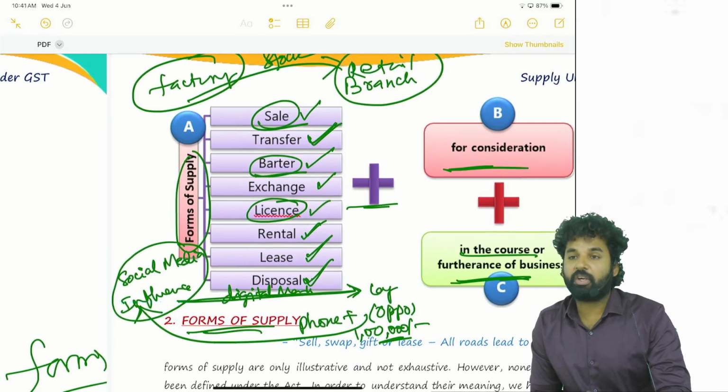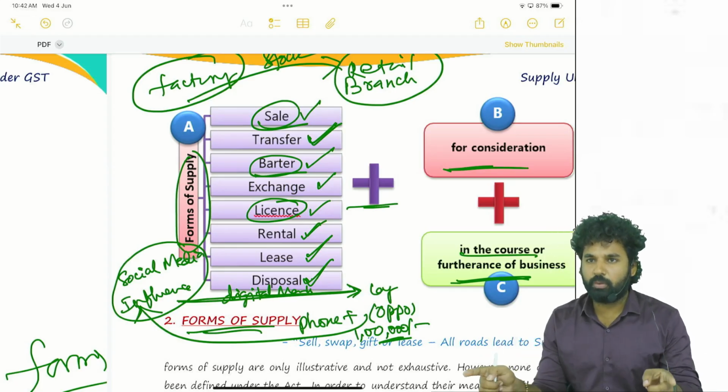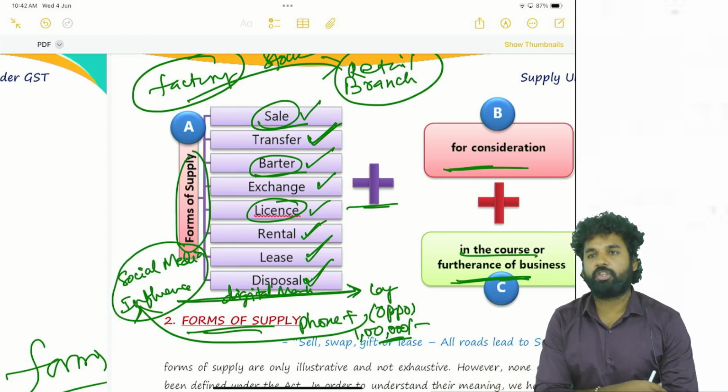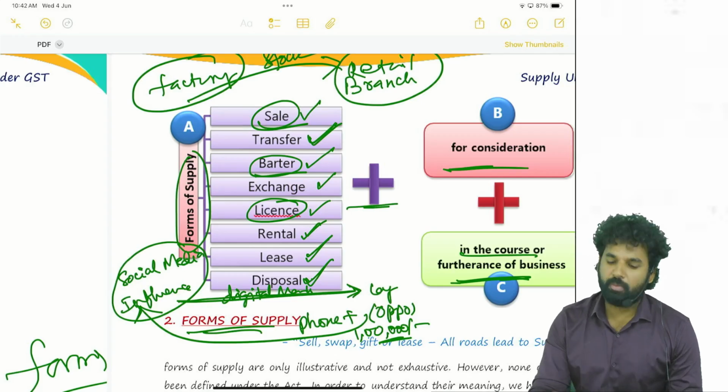Okay, we talked about exchange, where there is an exchange of a good and a good, or a good and a service, or a service and a service, but there is an involvement of cash along with the exchange. License we talked about. That means a license will be provided by an authority, or a permission will be given by an authority for some consideration. Then it is a form of supply.